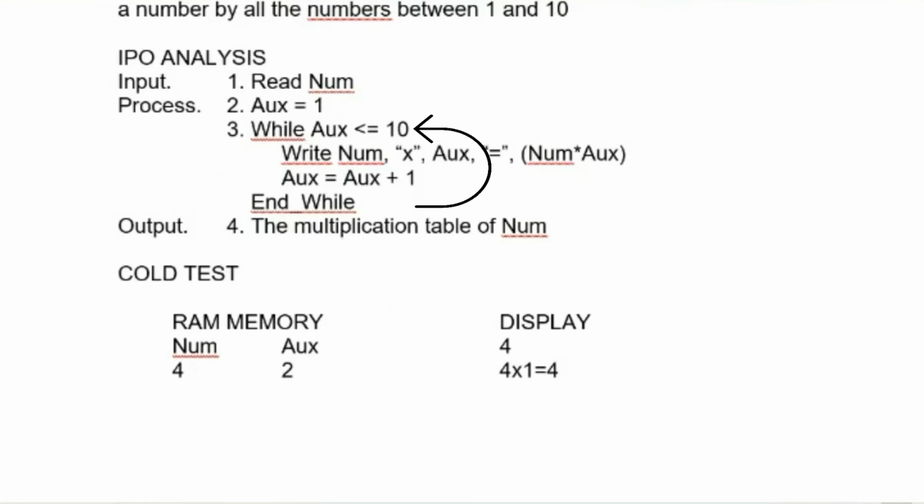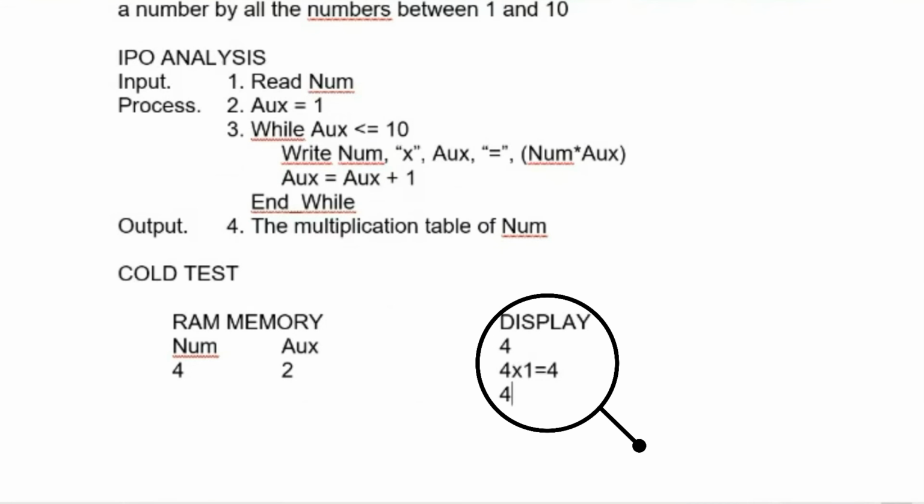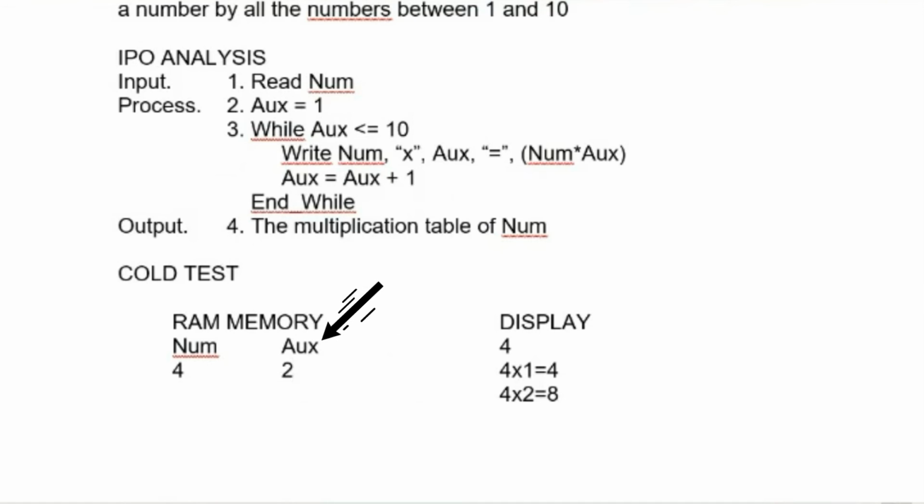While aus is less or equal to 10. That means aus is 2. 2 is less or equal to 10. The answer is true. So you write the content of num, the x symbol, the content of aus, the equal symbol, and the result to multiply num by aus. That means 8. Then aus is equal to aus plus 1. 2 plus 1 is 3.